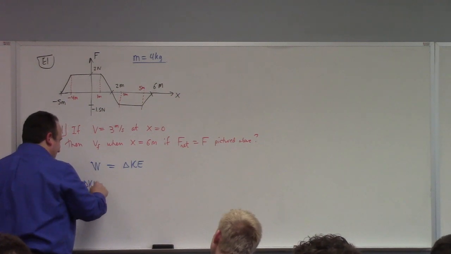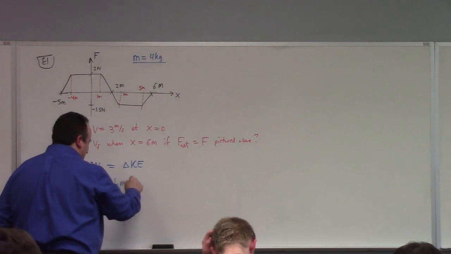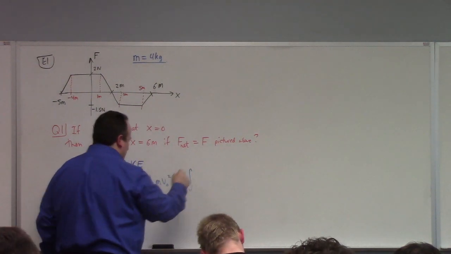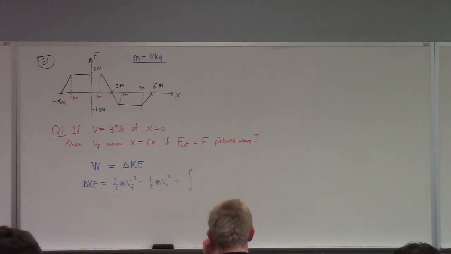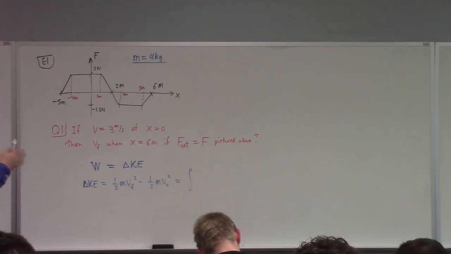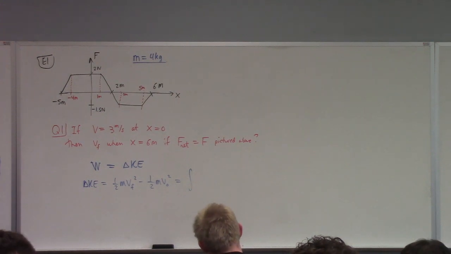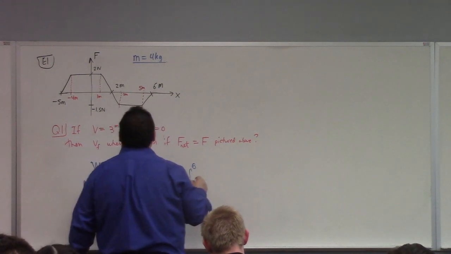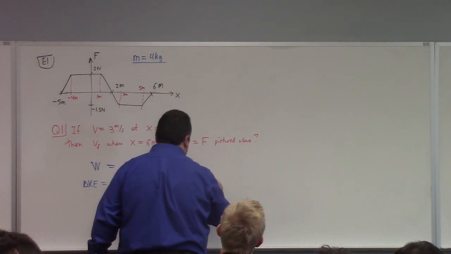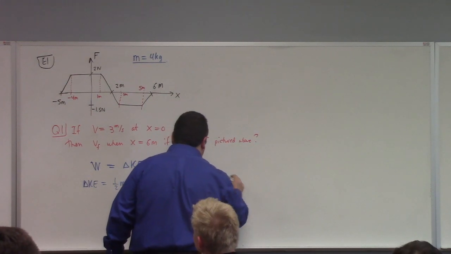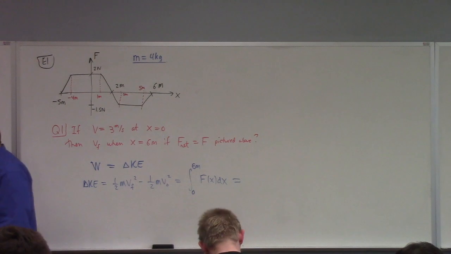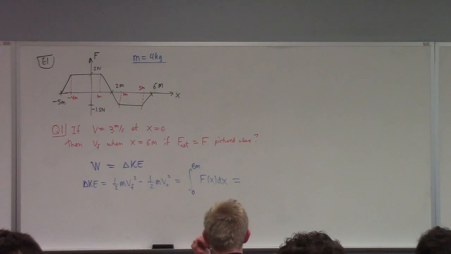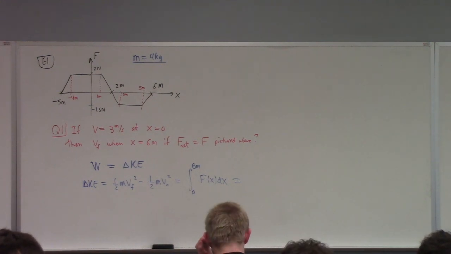So the change in kinetic energy is 1/2 mvf squared minus 1/2 mv naught squared, right? And that will be the integral. What's the work done? The integral is the work done by the force. We integrate from 0 to 6 meters, right? f of x dx, right? Now you're like, but you didn't give me a formula. That's true, I did not, but I gave you a graph, and you guys know integrals calculate area, right? Signed area, actually.